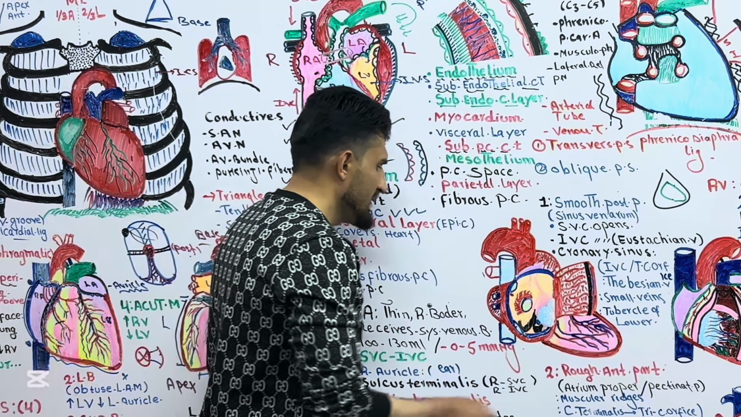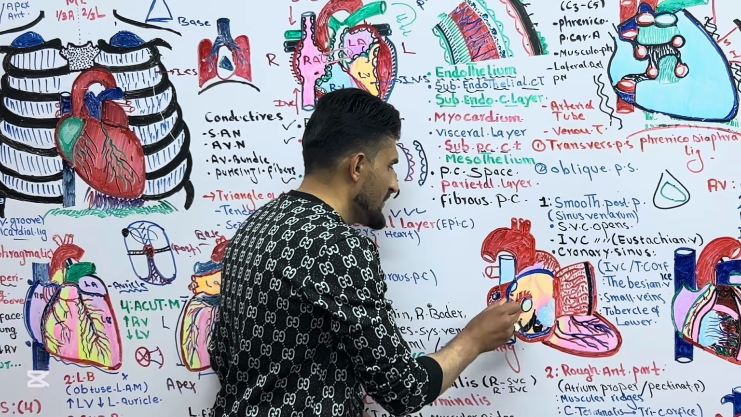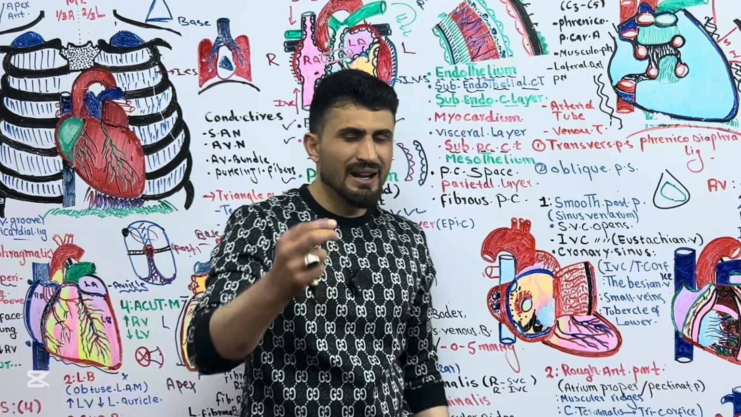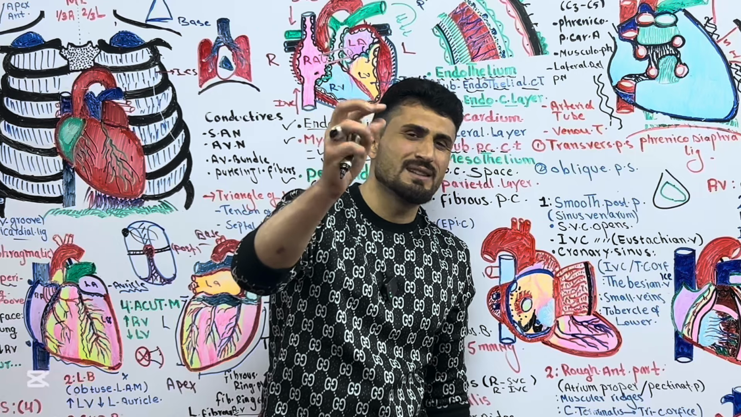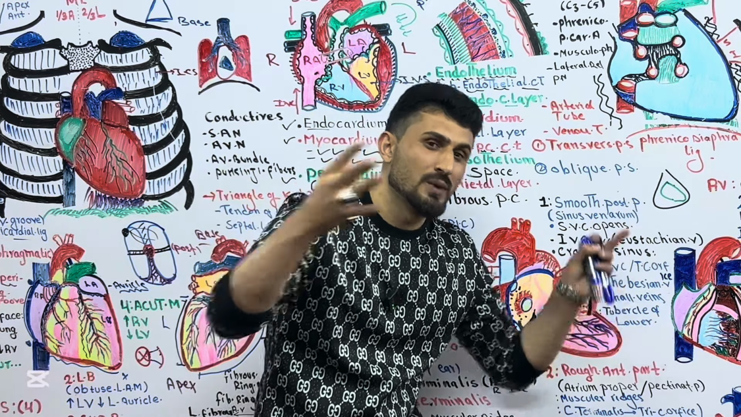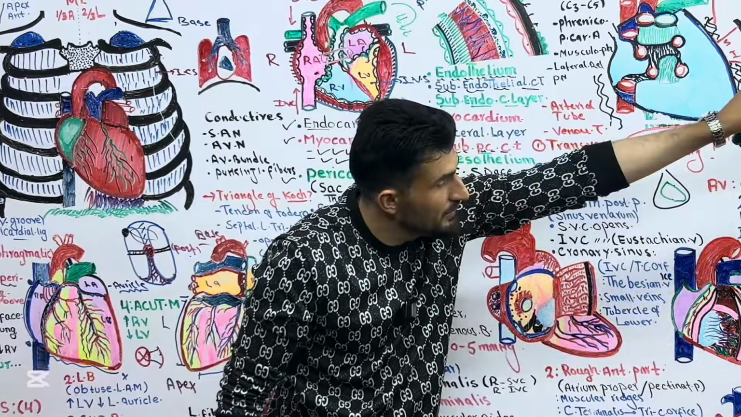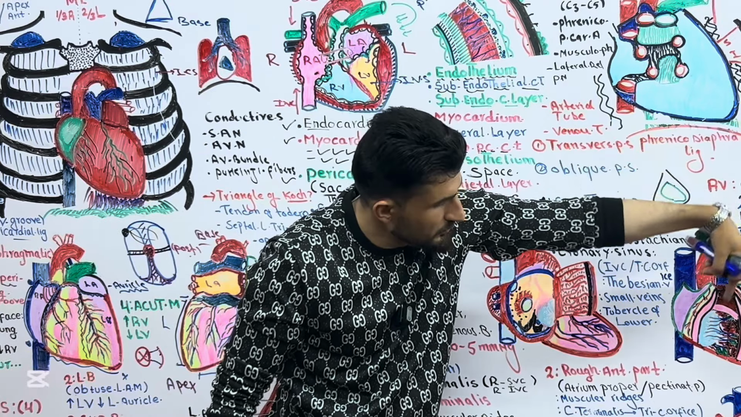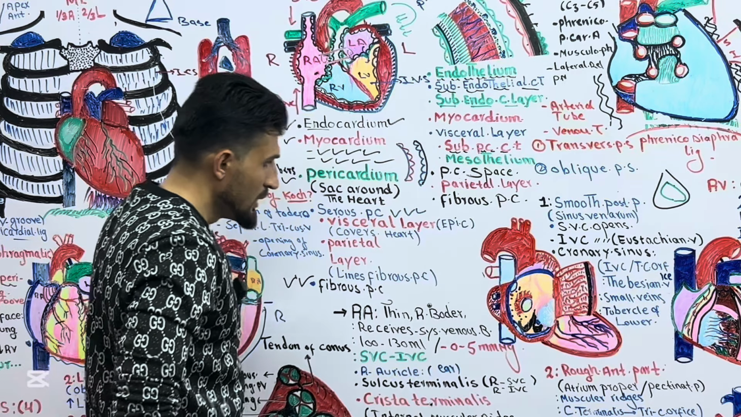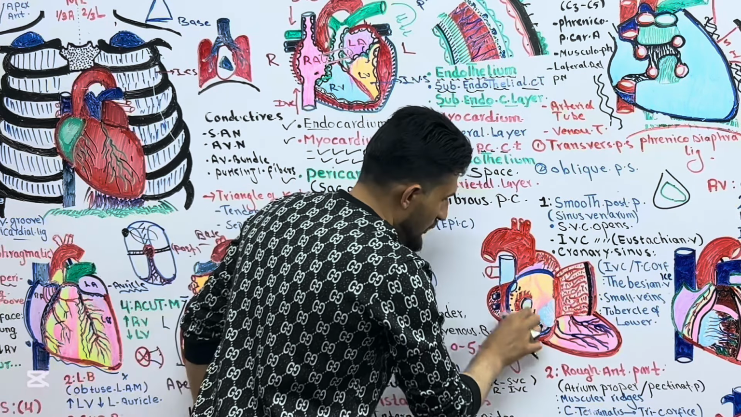Plus, in this smooth part we have some small openings for different small cardiac veins that drain deoxygenated blood of the heart directly into the chambers. We will study the veins and arteries of the heart under the coronary circulation. Don't worry. So this was about the smooth part of the heart.